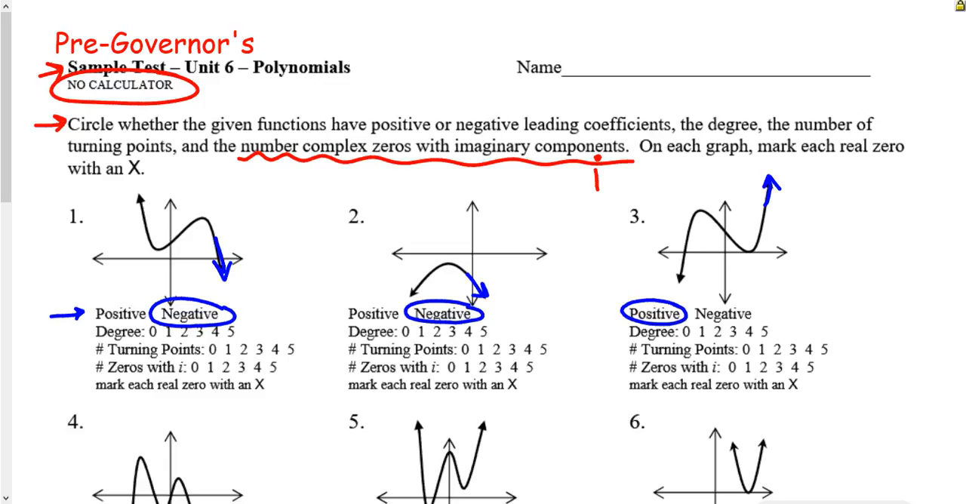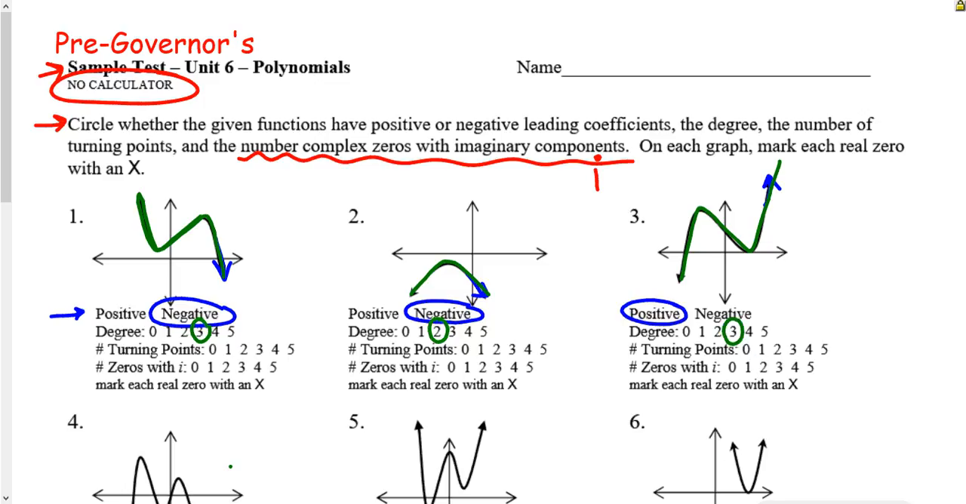All right, let's go to the next thing, the degree. I think the easiest way to find the degree is to count the number of branches. So every time I change, I'm decreasing, and then I'm increasing. That's a separate branch. So far I had 1, 2, 3 branches, means I'm a third degree function. Let's go to number 2. This one has 1, 2 branches, so that's a second degree function. And then number 3 has 1, 2, 3 branches, so that's also a third degree function.